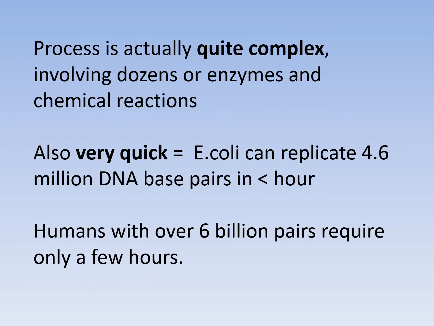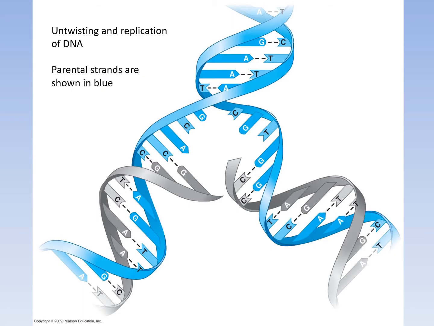The process is very complex. We're not going to go into it in a whole lot of detail, of course, but it can be done very quickly. E. coli, for example, can replicate 4.6 million DNA base pairs in under an hour. Humans have about 6 billion pairs, and we require only a few hours to replicate our DNA completely. So it's a very quick process. And what makes this process quick is that it starts in multiple areas and replicates in both directions. So we'll get to that in just a minute.